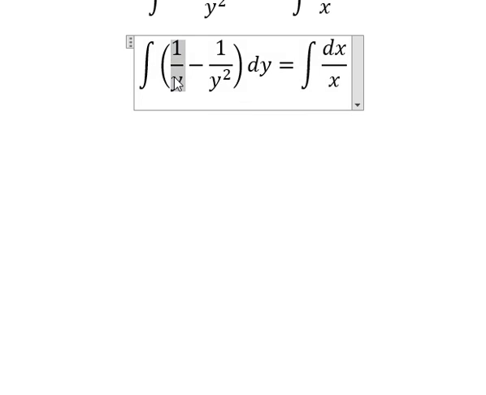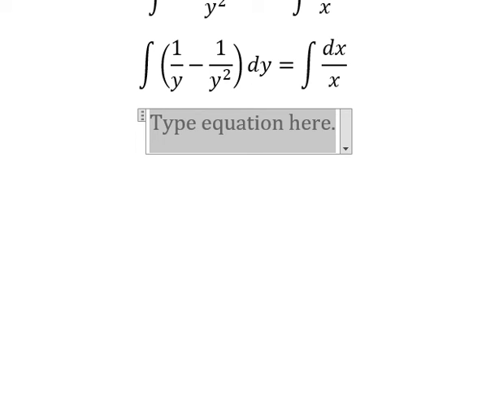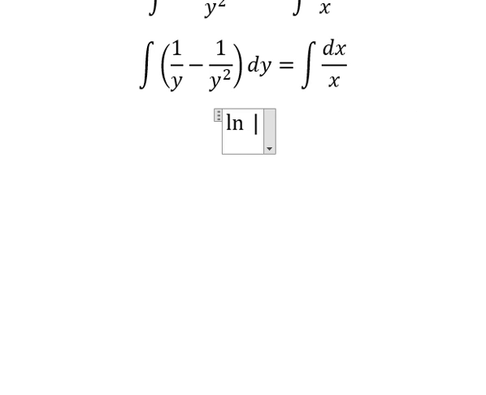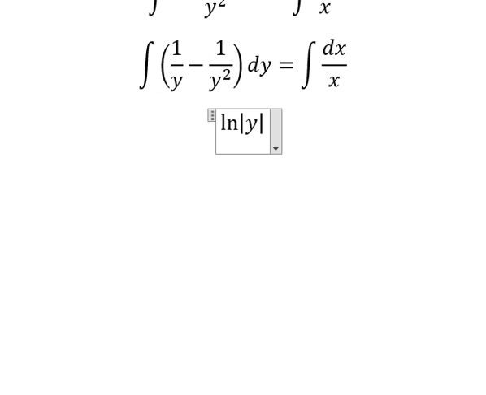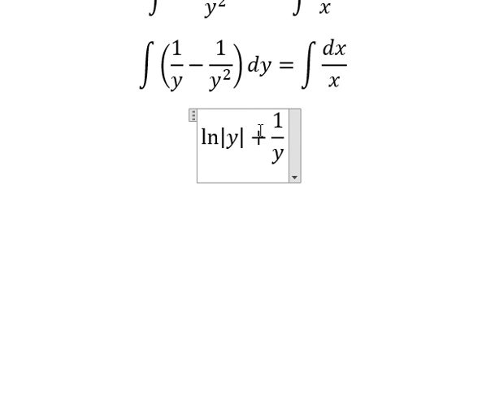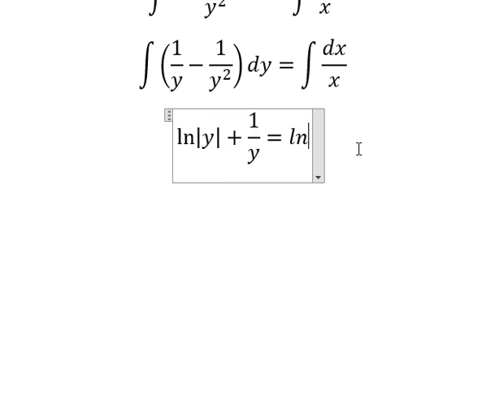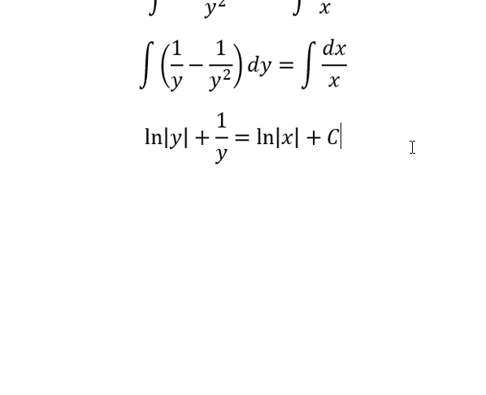The integration of this one, we have ln of the absolute value of y. The integration of negative 1 over y squared, we have 1 over y with the positive. And the last one. And this is the final answer.